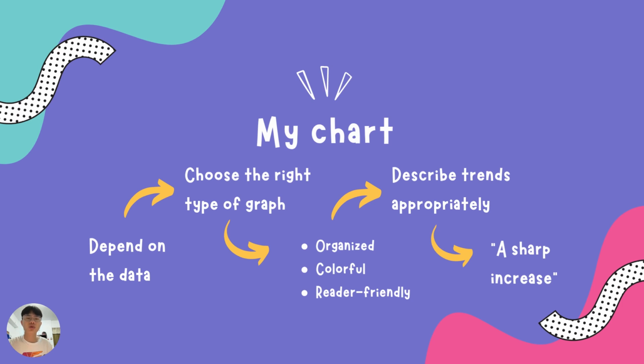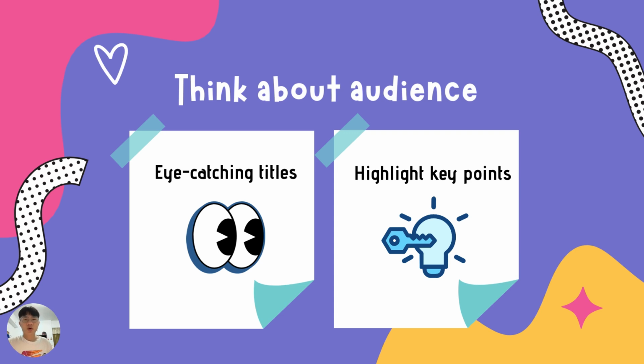I have learned how to choose the right type of graph depending on the data, and how to use the appropriate phrases to describe the trends, like a sharp increase or a steady decline. This course also taught me to think more carefully about how the audience sees information. Now, when I prepare slides for lab meetings, I pay attention to things like eye-catching titles, balanced layouts, and meaningful color choices to highlight key points. In this way, I can attract and hold the audience's attention more effectively.